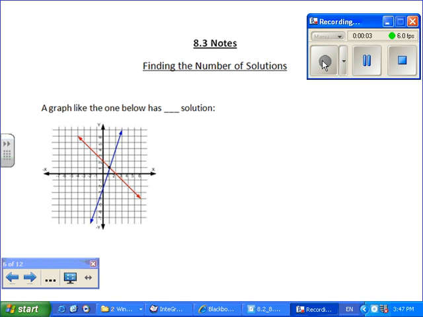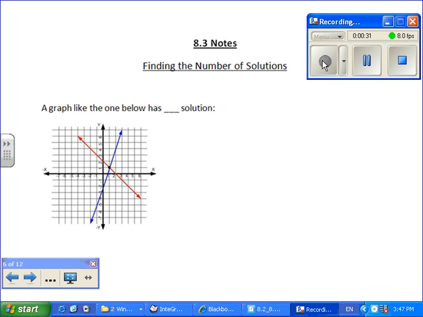Hi everyone, welcome to our last lesson in chapter 8. This is 8.3. We're looking at the number of solutions. The number of solutions refers to how many solutions a system can have. In other words, how many points of intersection can one system have. We're looking at systems of linear equations. So in other words, one graph where two lines have been graphed on that same graph.